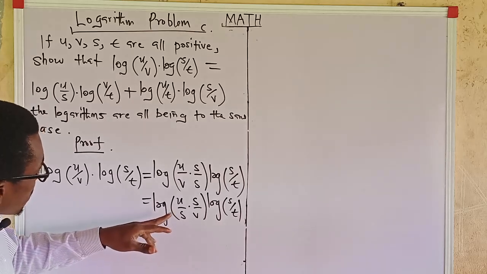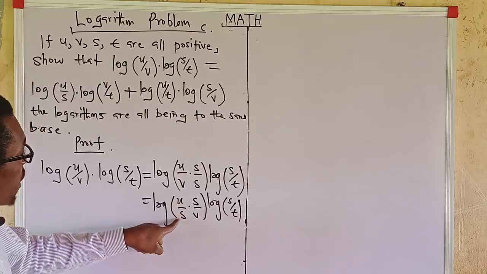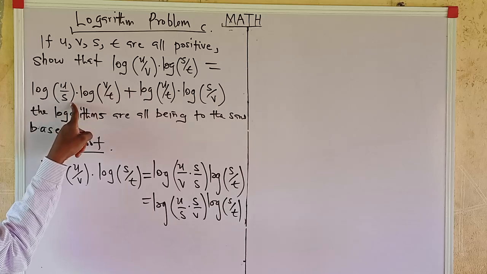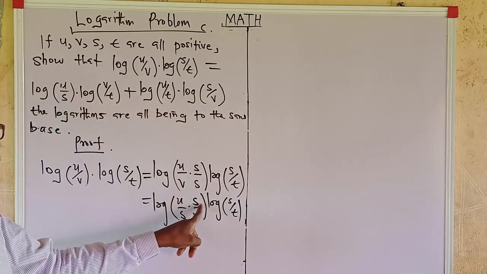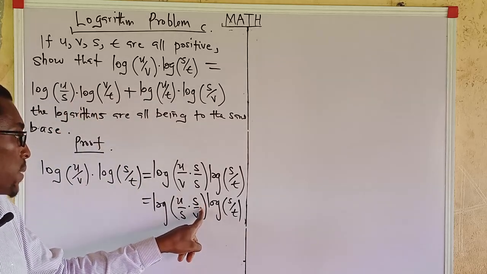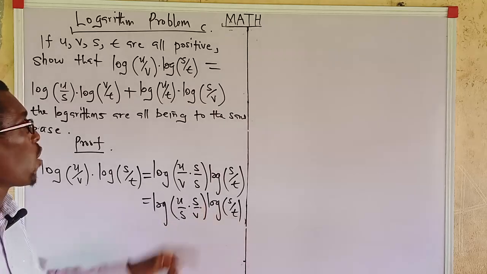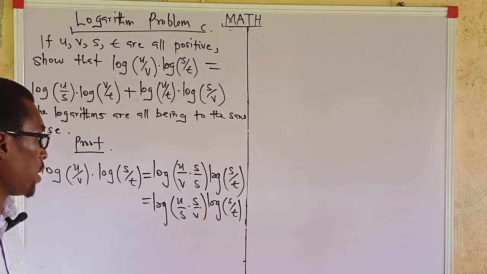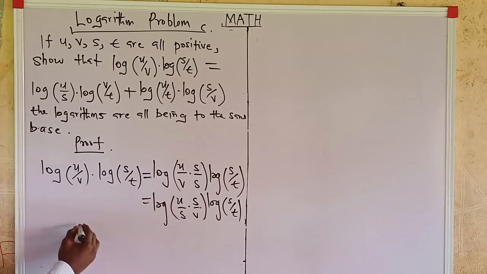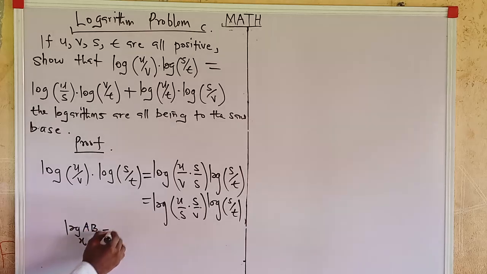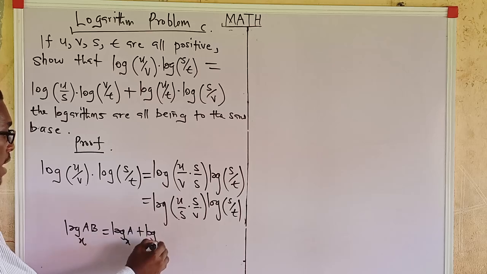Now, listen attentively. This time around, we are having U over S, which is what we desire here, all right? But the only trouble is this term, this multiplicand. So how do we remove it? We shall apply a law of logarithm, which states that log to base x of a product AB is equal to log to base x of A plus log to base x of B.